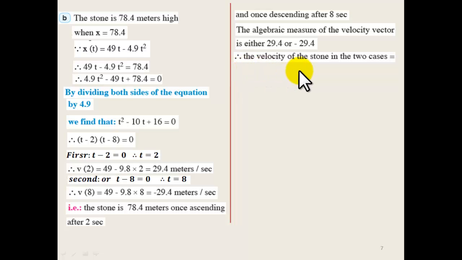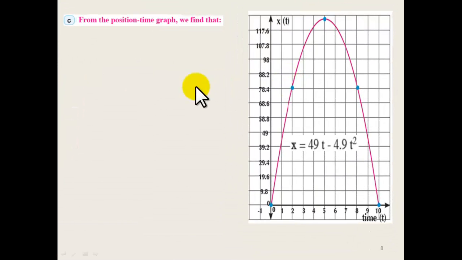Then the velocity of the stone in the two cases equals the absolute value of positive or negative 29.4, which equals 29.4 meters per second. Here we'll discuss the journey of the stone on this graph. From the position-time graph, we find that we have the position given by the equation x equals 49t minus 4.9t squared.